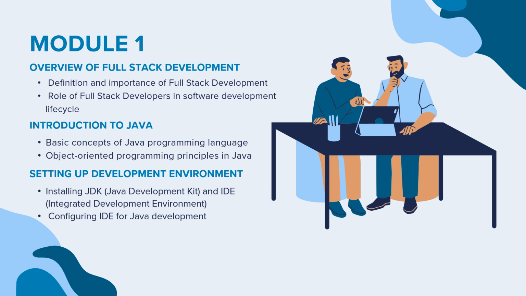So coming to module 1, which is nothing but an overview, we'll see the definition and importance of full stack development, meaning why full stack development is important while there are front end and back end development. Why full stack, not particularly front end, not particularly back end, why both combined. We'll see that. And also we'll see the role of full stack developers in the software development cycle. As I told, the software development cycle is a process in software development. So full stack developers are just a part of the entire software development life cycle.